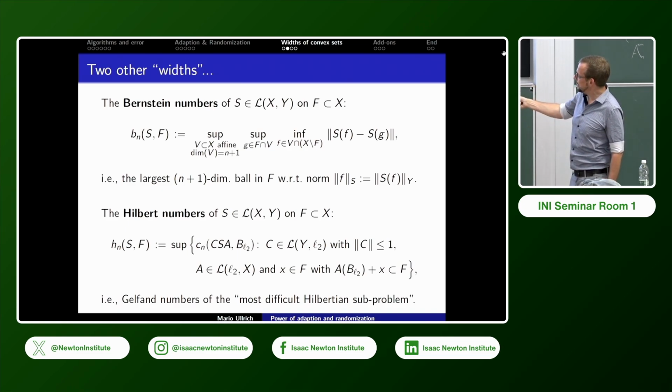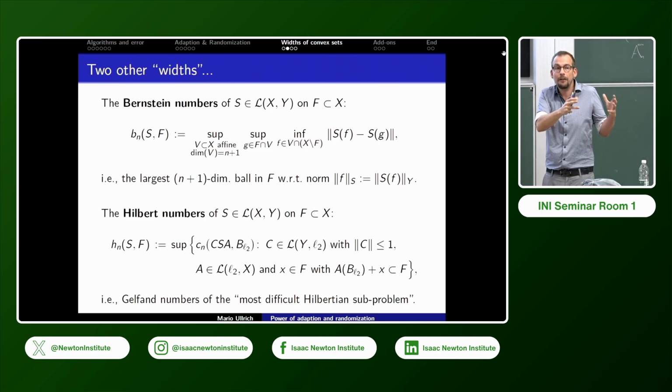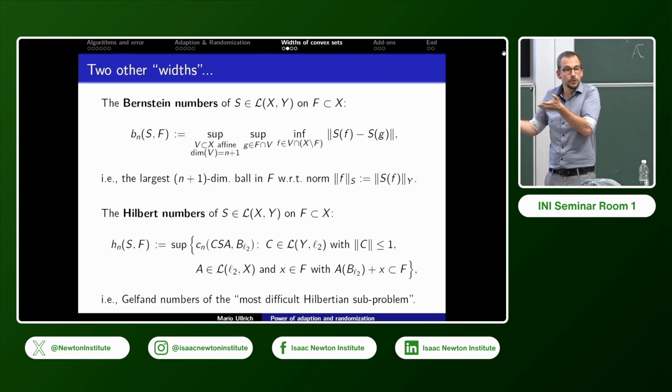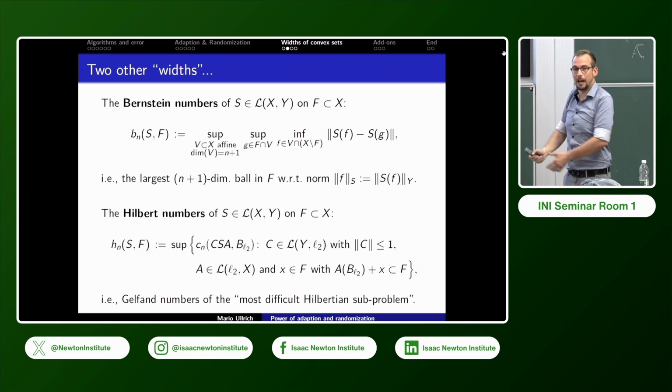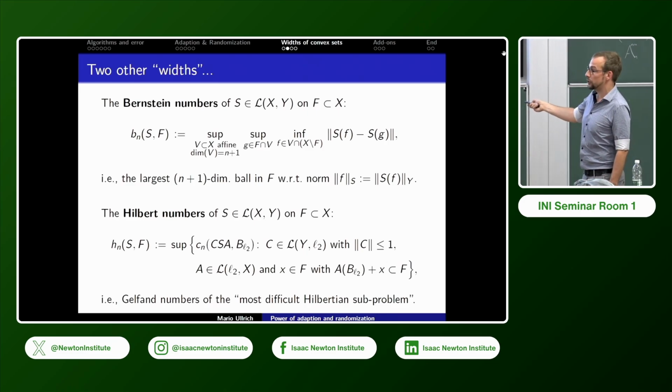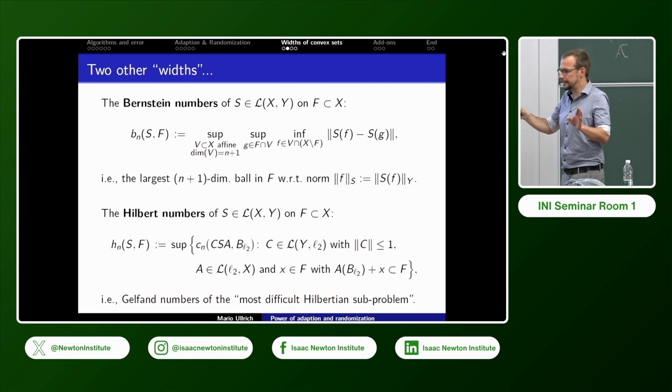So you have some mapping A and C, some additional mappings which map the set X, Y to L2 and L2 to X and so on. And they could be understood as the Gelfand numbers of the most difficult Hilbertian subproblem. Okay? So you are looking for the biggest Hilbert space that fits in your class F, and you look on the right-hand side for the, say, strongest Hilbert norm that is still larger than the one you are originally considering. So this is kind of the Gelfand numbers of the most difficult Hilbertian subproblem. That's what you might think. If you're interested in details, please check the paper.